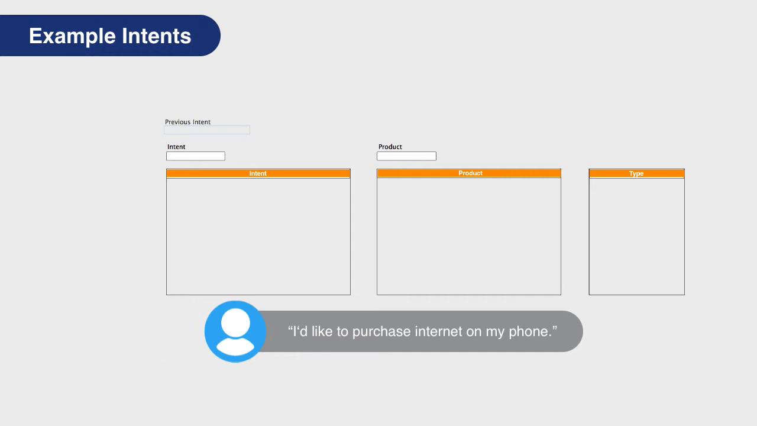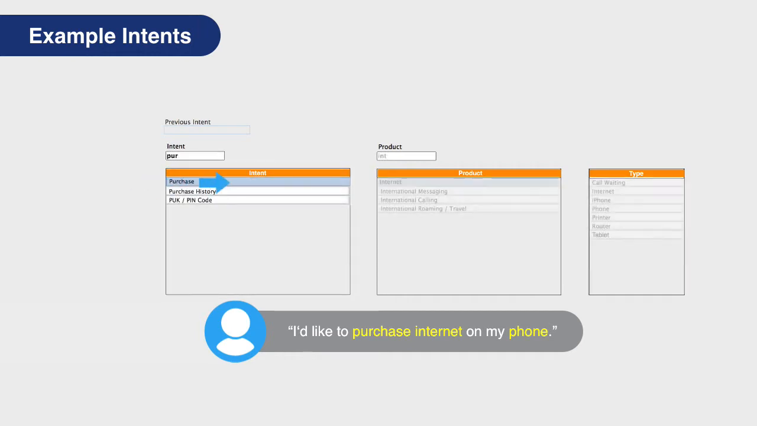The action the caller wishes to perform is to purchase an item. The intent is purchase, and the two products are internet and phone. Because selecting internet in the product DSB populates entries in the type box, the correct answer is purchase in the intent DSB, internet in the product DSB, and phone in the type DSB.